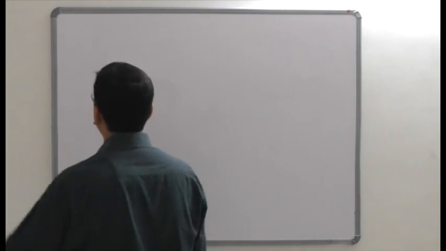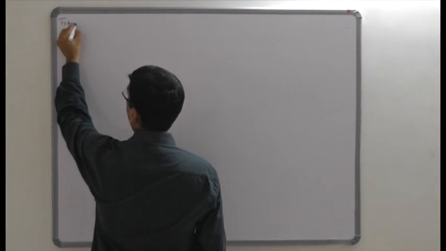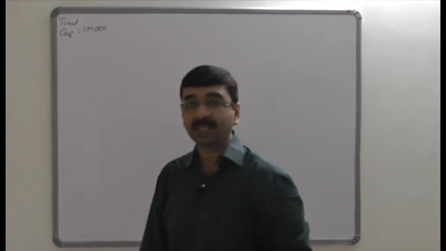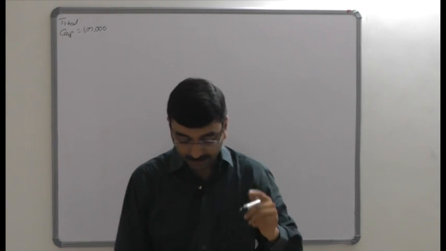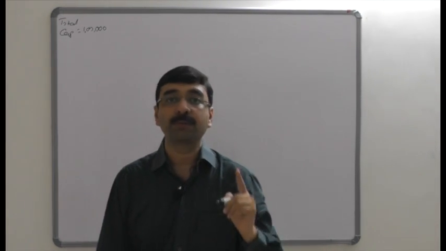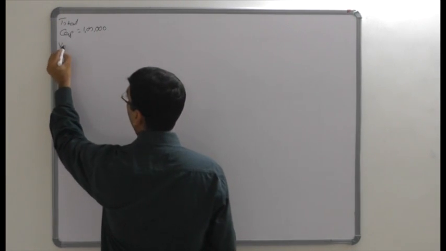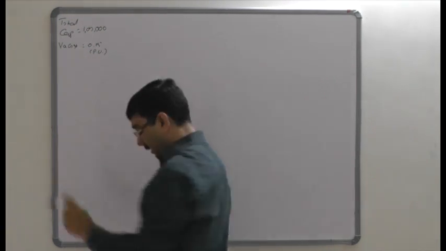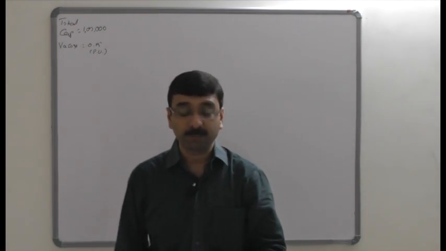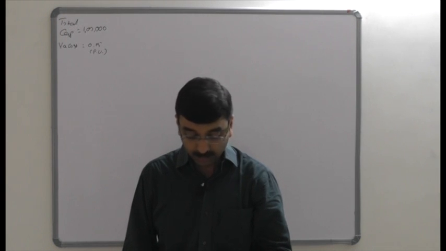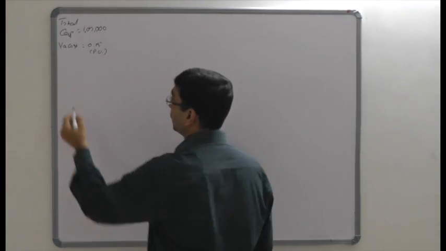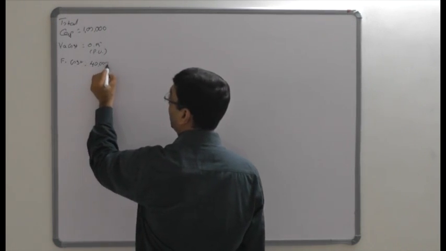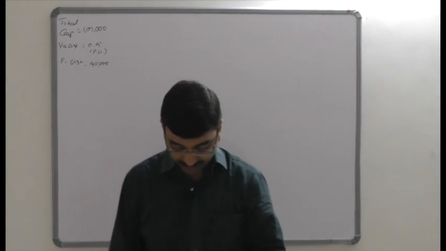That means their total capacity is 1 lakh units. That is the installed capacity. The marginal cost of manufacturing is 0.15, so the variable cost is 0.15 per unit, whereas the total fixed cost is given as rupees 40,000. So the company has 40,000 rupees of fixed cost.